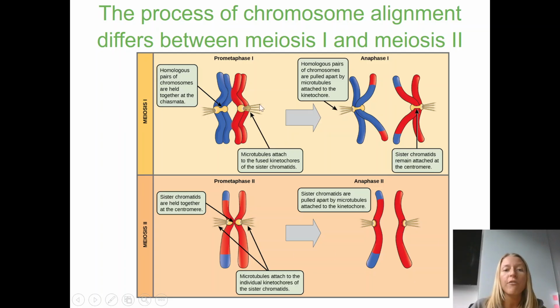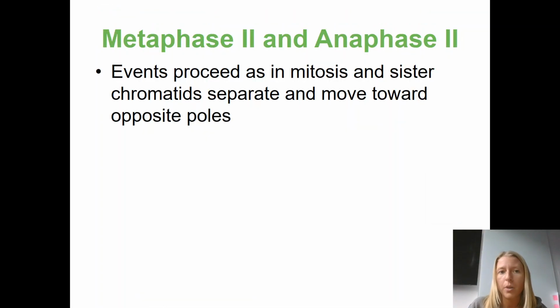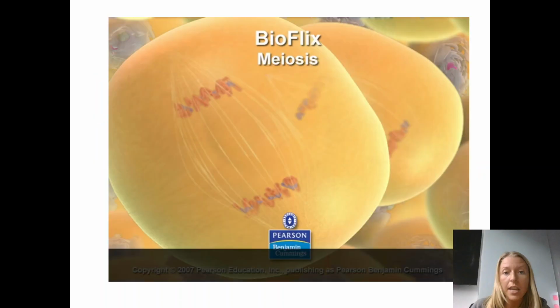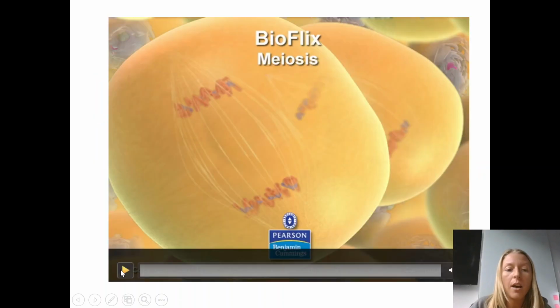So we're going from 4 to 2, and then from 2 to 1. So each phase of meiosis reduces the chromosome number, okay? And then again, anaphase, telophase, and cytokinesis are just like they were in mitosis.